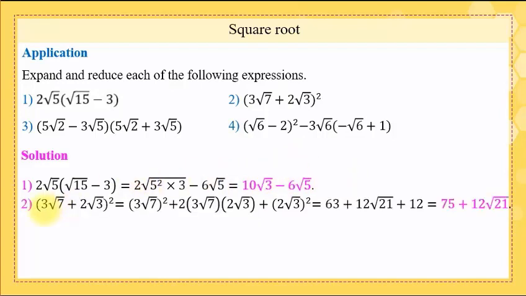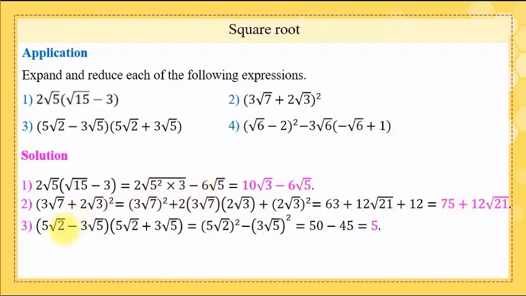Part 2. This expression is in the form a plus b all to the power 2, so we can use the remarkable identity to find 75 plus 12 radical 21. The third one is also in the form a minus b into a plus b, so we can use the difference of two squares identity to find the answer, which is 5.